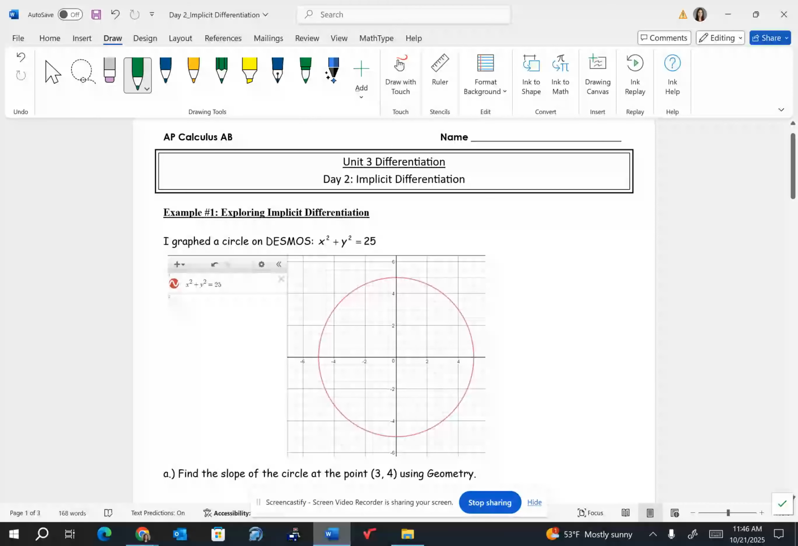Hi everyone, I decided to make a video going over implicit differentiation because a lot of people were absent that day and some of you just needed more practice on it. So I thought we'd go over what we did in class that day. We started with a little bit of a review from geometry.